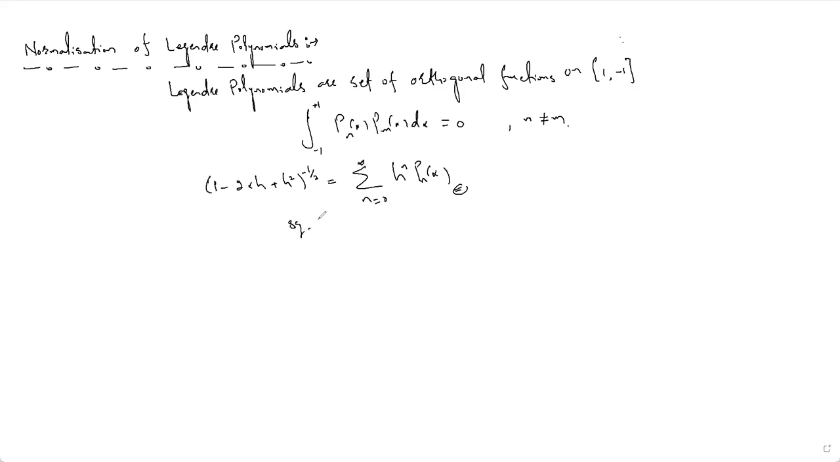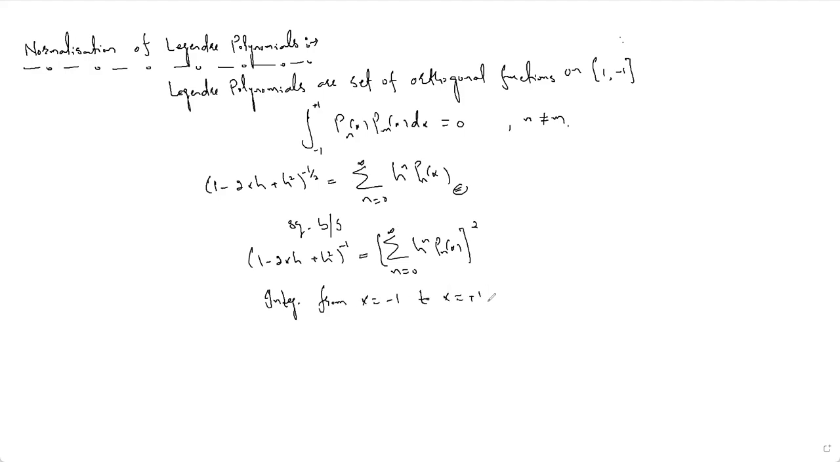Now, squaring both sides of the above equation, we write 1 over (1 minus 2xh plus h square), since the power minus 1 by 2 squared gives minus 1. It will be simply the summation over n from 0 to infinity of (h raised to power n, Pn of x) whole square. Now I will integrate the above equation from x equal to -1 to x equal to +1.